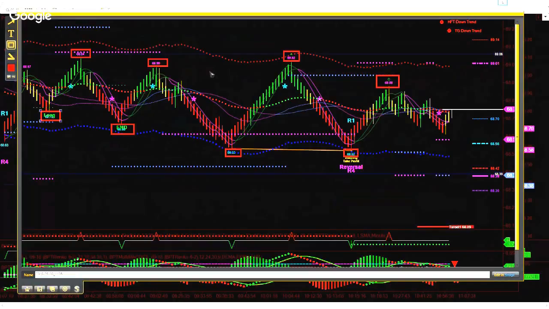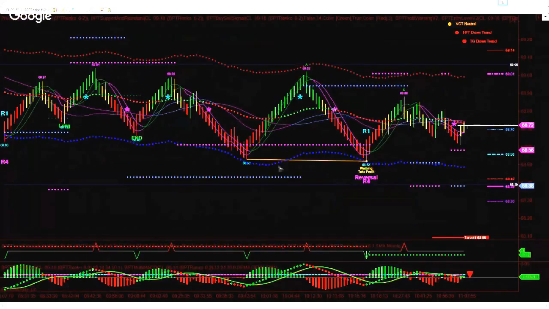We have another one, this one here: entry signal, entry signal, and entry signal. That's what we have on that chart. Then we have the mid band and out of the band.